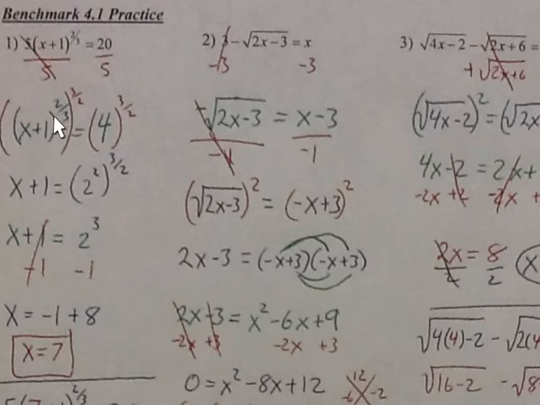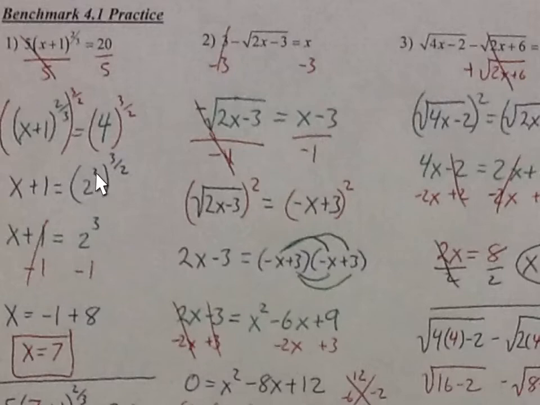So again, you're powering both sides by the reciprocal of this power. Reciprocal is flip it, flip the fraction. And over here we took the 3 over 2 power as well. Now, this side again was x plus 1. This side we have to simplify. And what I notice here real quick is I notice 4 is 2 squared. So, oh, 2 squared, cool.